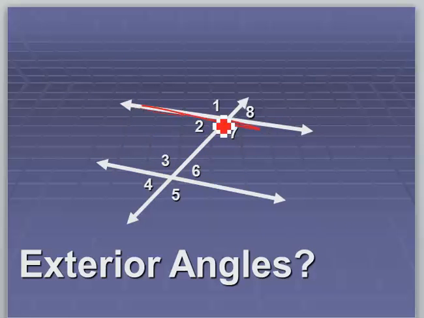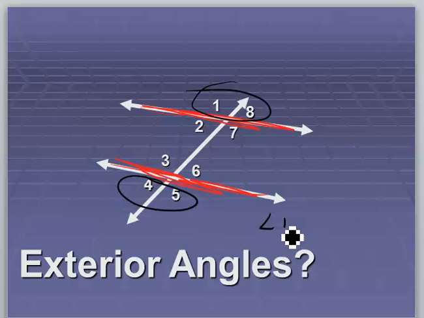Okay, again, these are my two lines still. All of these are going to use the same picture, so you could draw the picture once and then make a list. Interior angles were 2, 3, 6, and 7. Exterior angles outside of the two lines are going to be angle 1, angle 8, angle 4, and angle 5. Exterior is outside.